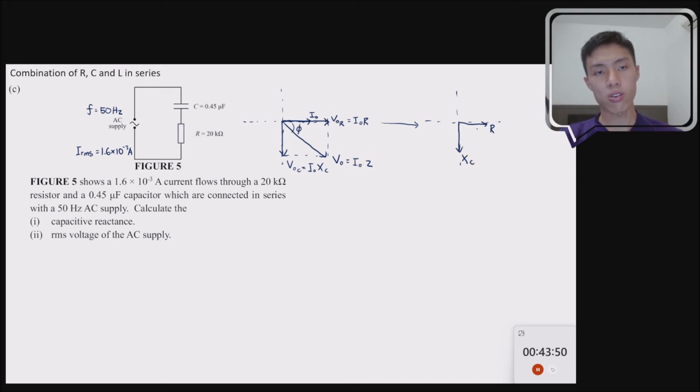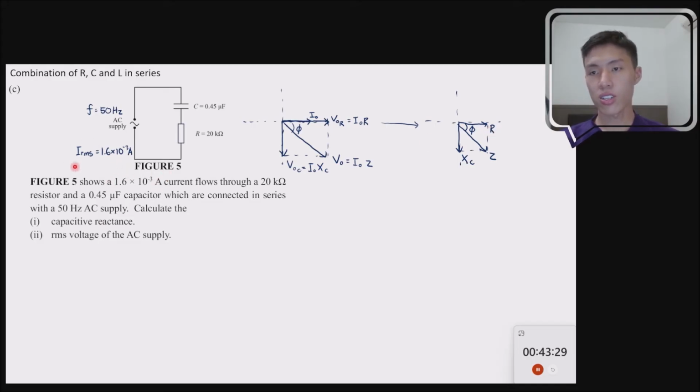If you divide by I0, you see that the combination of the R and XC will be what you have over here, which is the Z, and this is phi. Okay, so if you want to find the capacitive reactance XC, you need to have Z, you need to have R maybe. So how do you find your Z?